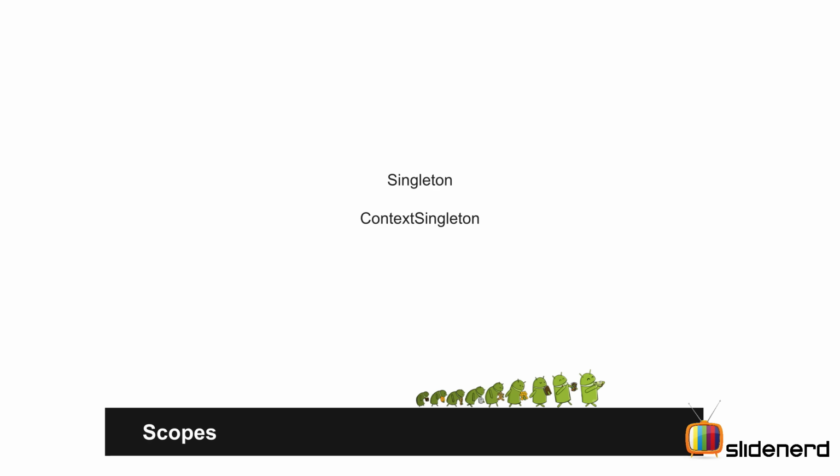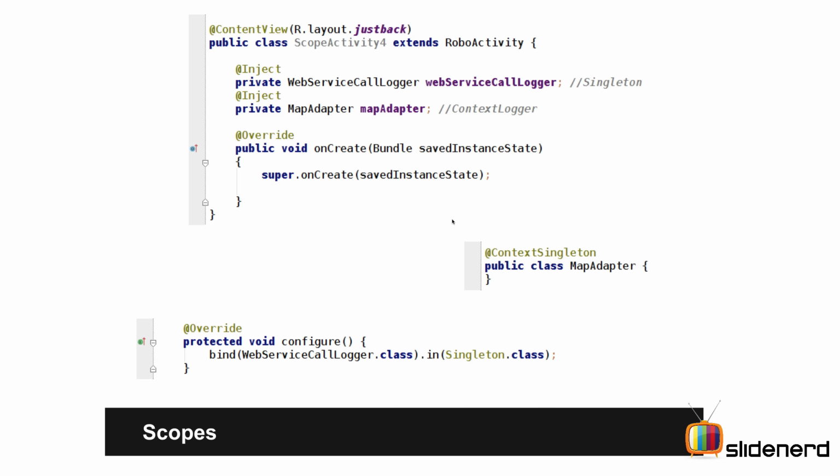One of the questions that every person, including myself, had when I started working with this library is, is it going to inject a new object every time? Is it going to just reuse the same object every time? Now that completely depends on something called scope. There are 3 of them. The third one is not written here. It's called fragment singleton.